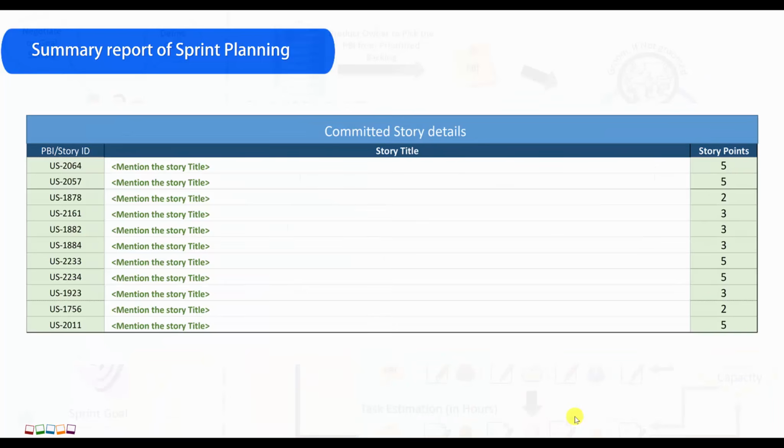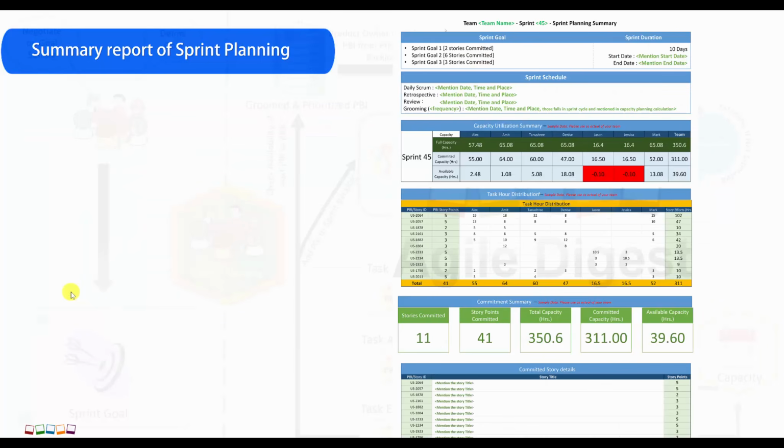And then you can also mention the list of all the user stories with the title, the story point, and the user ID. So all three areas you can club into one report and send it to everyone as a sprint planning summary, so that everyone will get an idea, okay, this is team X or team Y's sprint planning summary.